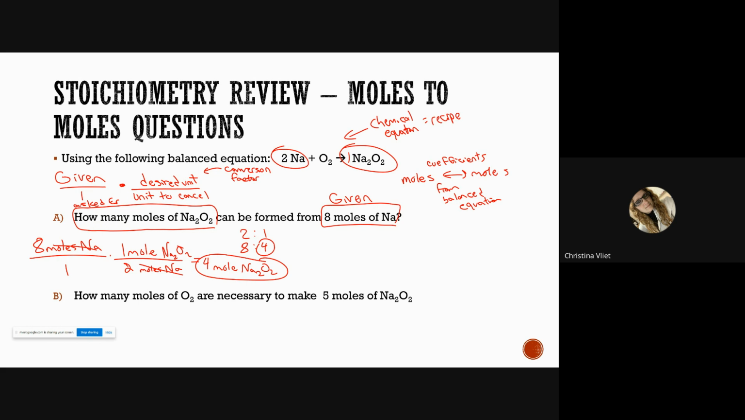All right, let's take a look at B. How many moles of O2 are necessary to make 5 moles of Na2O2? Can we figure that out? First of all, can you figure it out intuitively? Think about it.